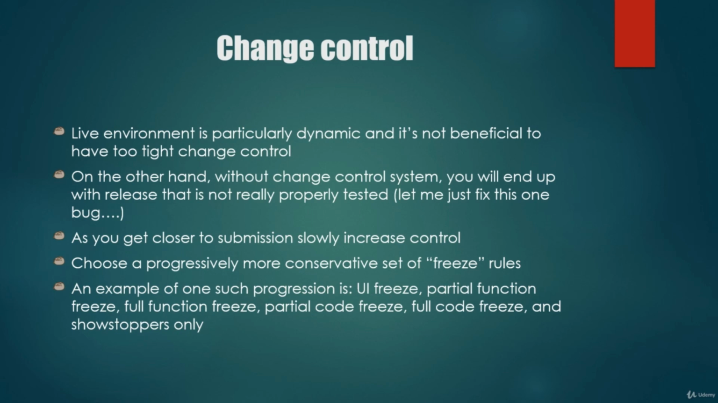As a rule of thumb, it's always good that you slowly increase the control the closer you get to the submission to the platform, and choose a progressively more conservative set of freeze rules. So you can first freeze parts of the game before you do the full code freeze. This is very different from premium games. As I said, sometimes it's not even possible to do the complete freeze of the code, and changes will be done at the last minute, and then you just have to hope for the best. And there are ways to handle that as well. We're going to talk about it here.